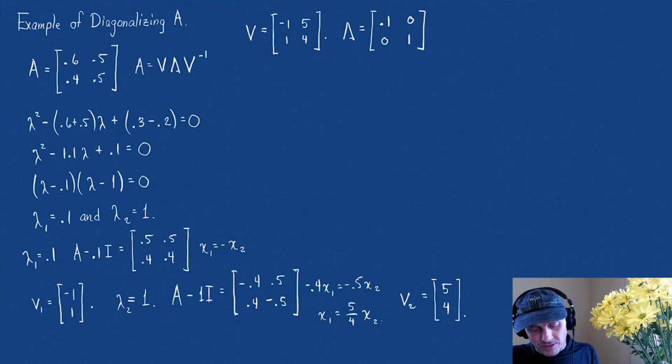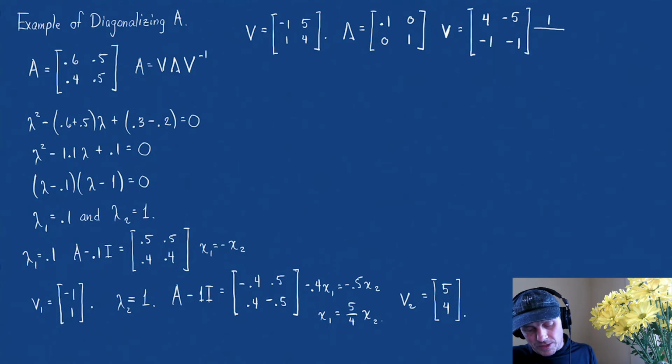And we can find V inverse. Remember, we found this: you switch the diagonal elements. So this is going to be 4, -1, and then you change the sign on the anti-diagonal, -1, -5. And then you multiply it by 1 over the determinant of V. That's going to be -4 minus 5 times 1, or -1/9.